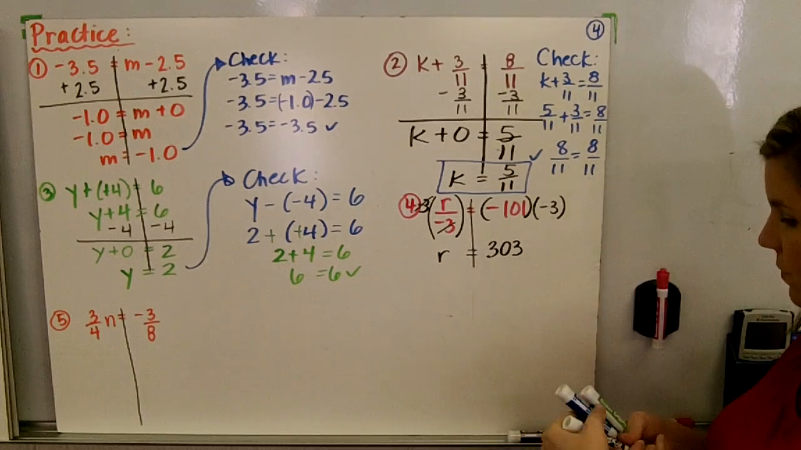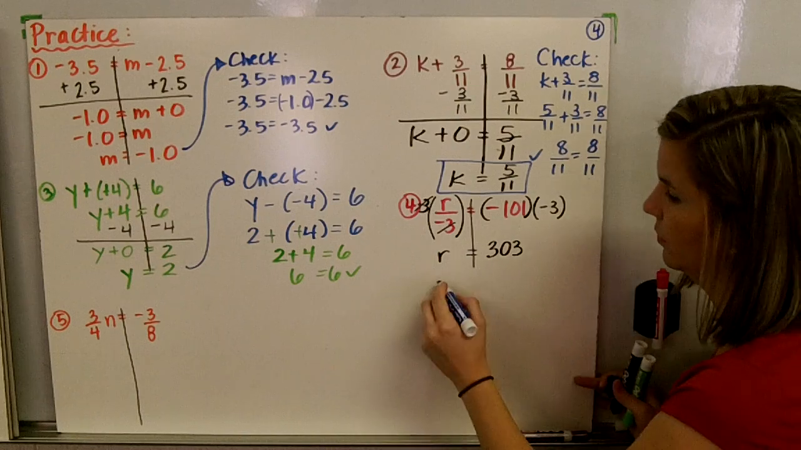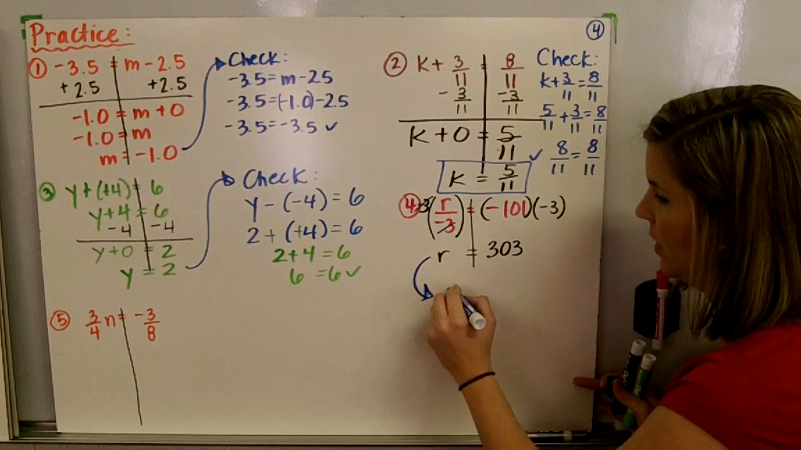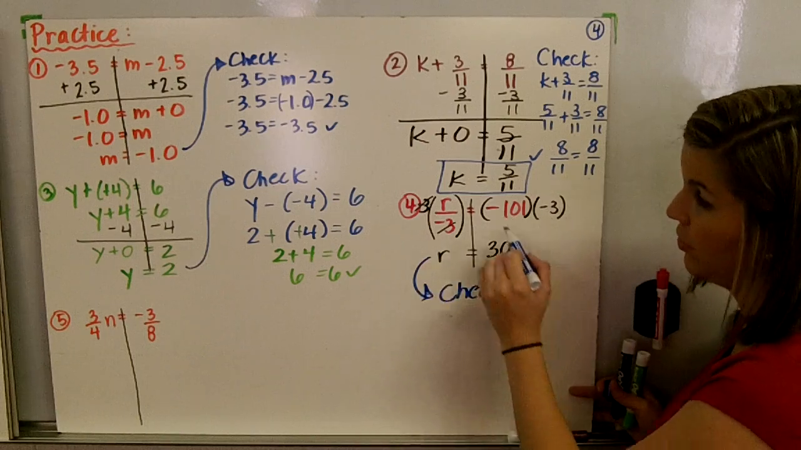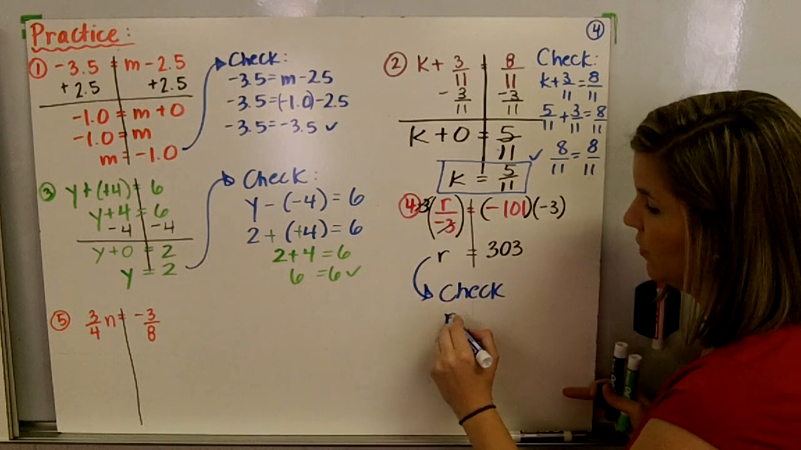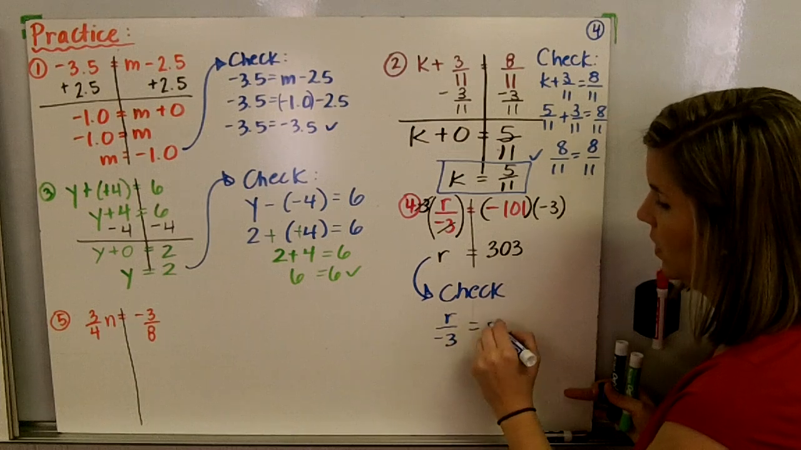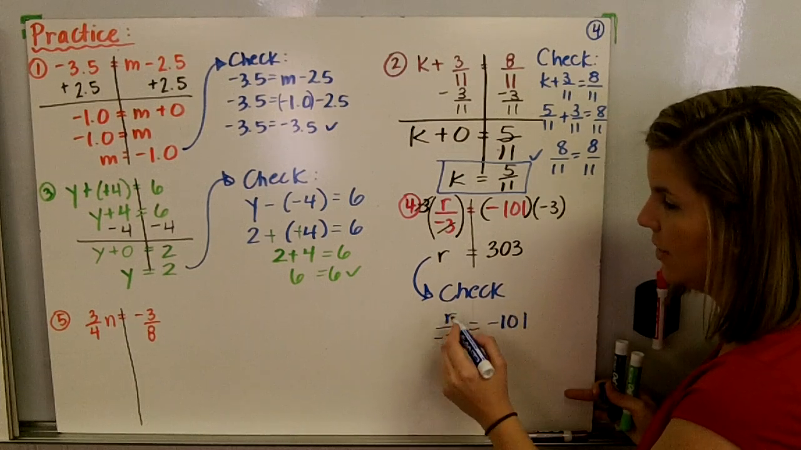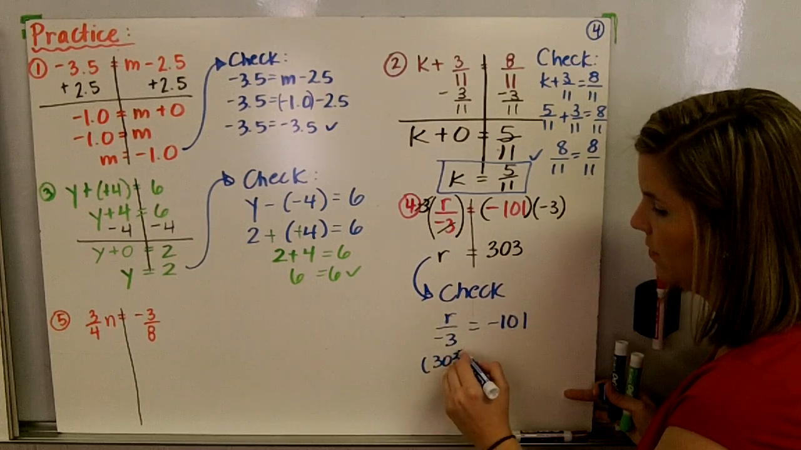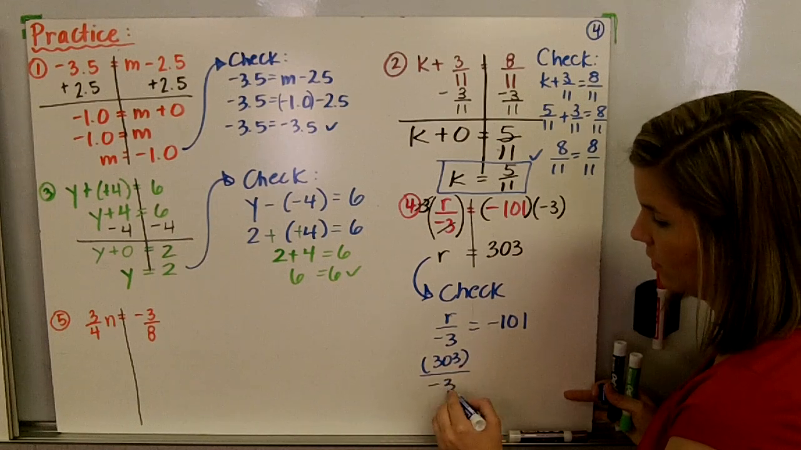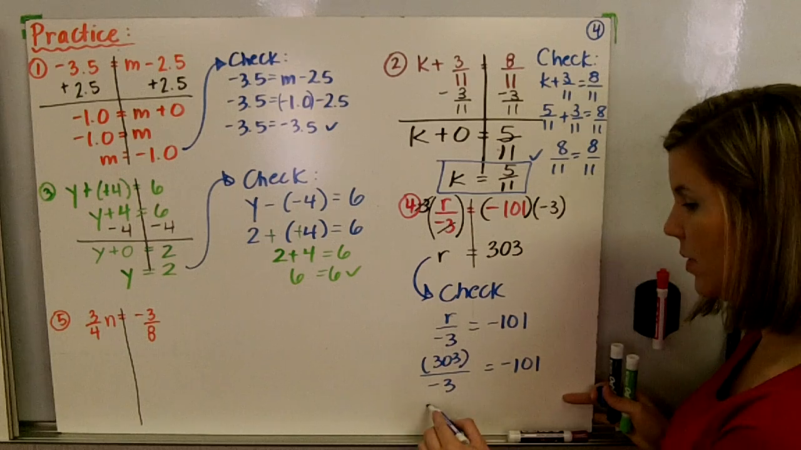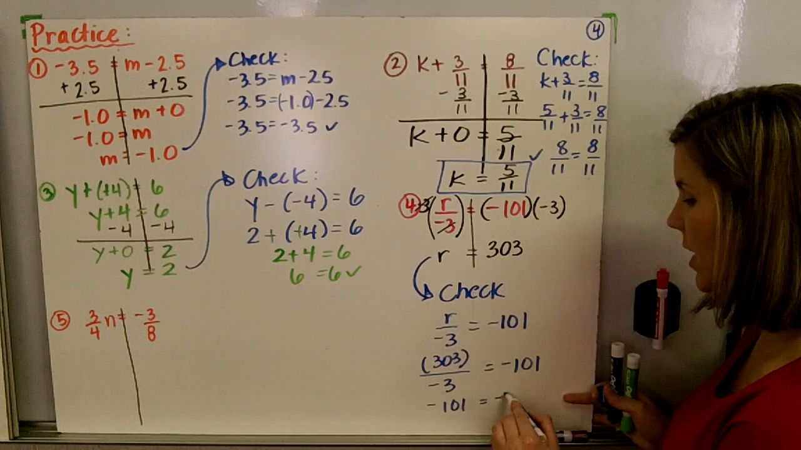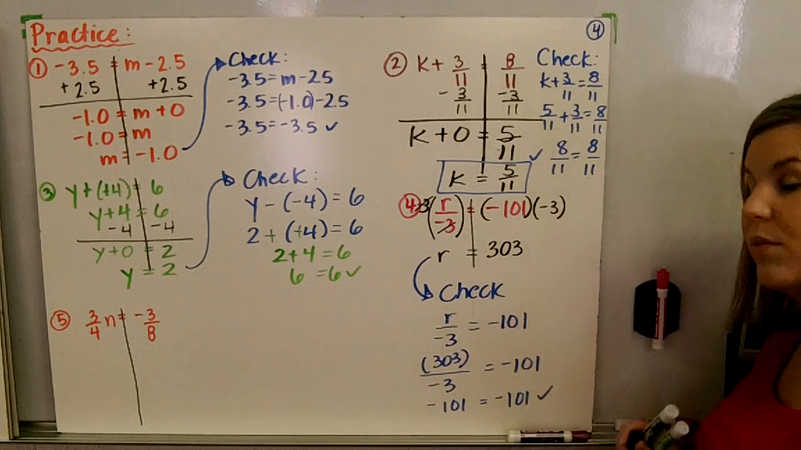Let's check. So I'm going to go down here and check. Type in 303 where r was. So here's the original. Instead of r, I'm going to put 303. 303 divided by -3 is -101. -101 equals -101.